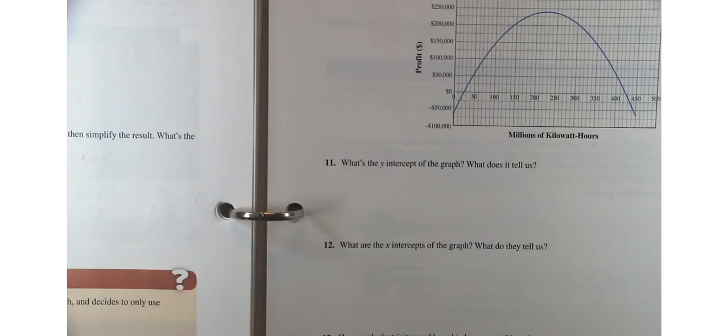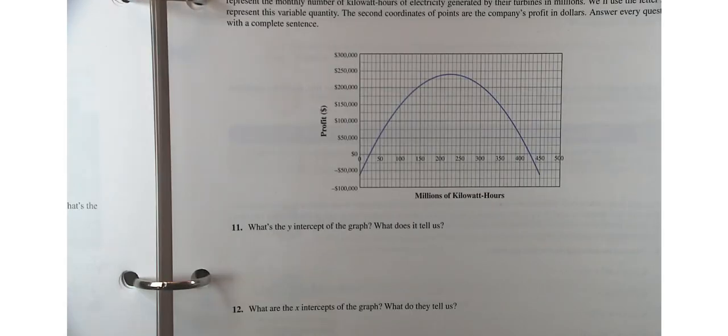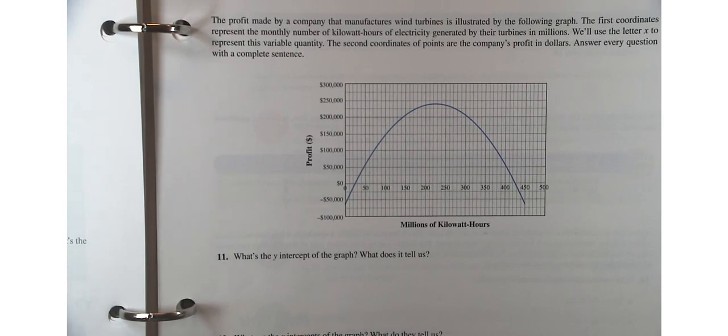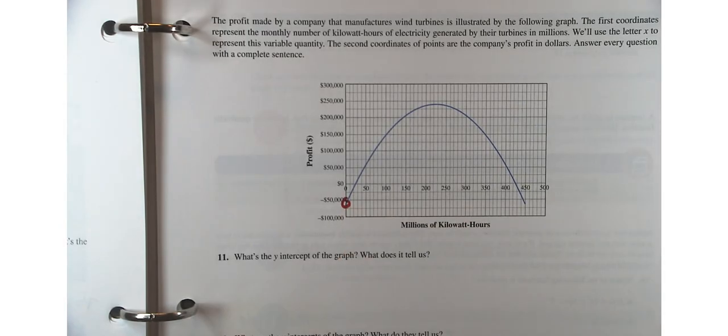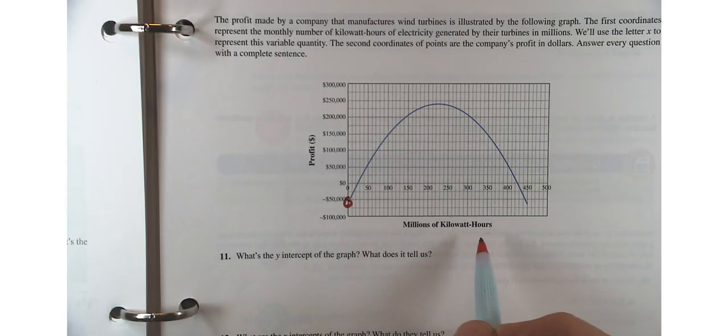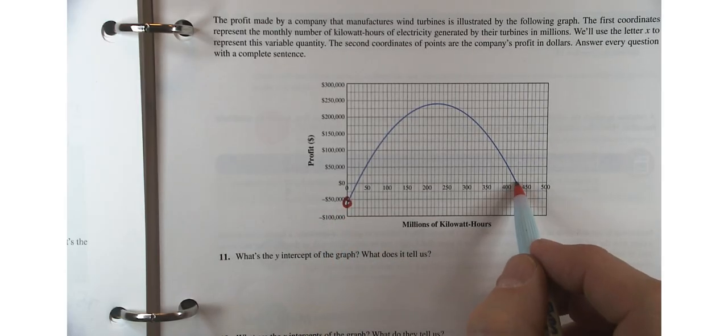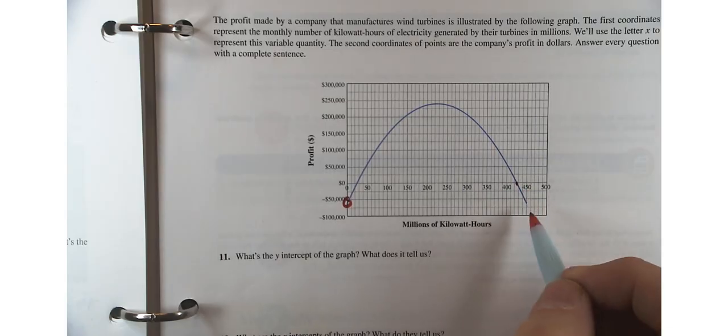Okay. Let's look over at page 541 here. Got some profit going on for a company that manufactures wind turbines. Can anyone interpret what that would be right there? What's going on there? Yeah, it's like your startup costs. This is how many kilowatt hours you're selling. If you don't sell any, you're out of like $50,000 or $60,000. And then you don't want to sell too much. You flood the market. You're not making enough money. Then you start losing money again.